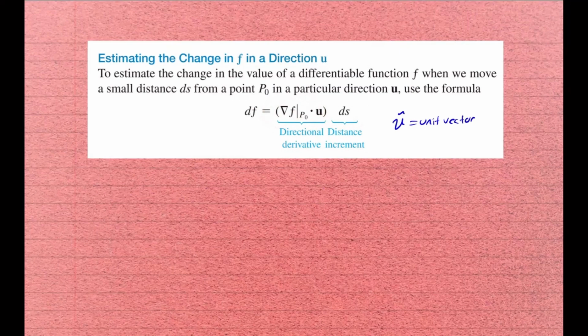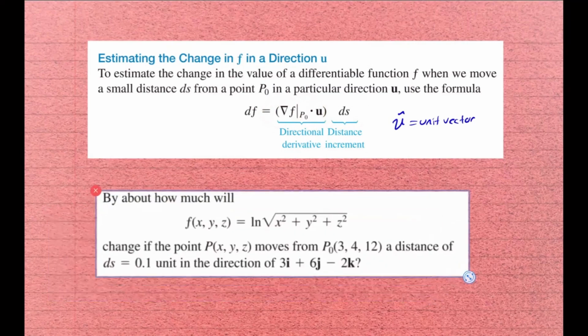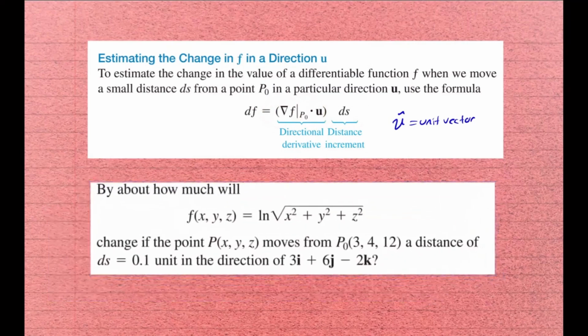So let's see how this is used in a quick example. Here's the example we're going to be working on. We want to know by how much this function, a function of 3 variables, will change if the point xyz moves from P0, which is this point right here, a distance of 0.1 unit in the direction of this vector. That means we need a unit vector in that direction.